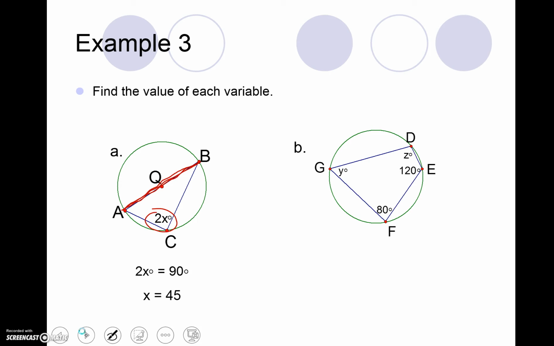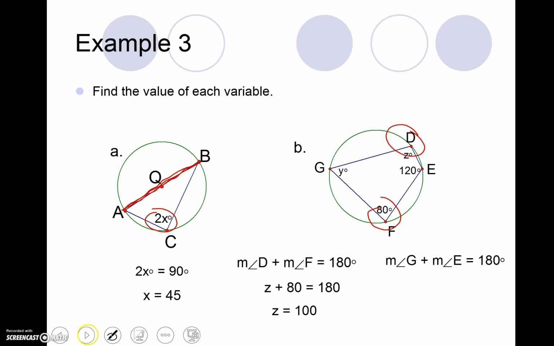Now for the next one, I can solve for y or I can solve for z first. It's not going to make a difference. Let's go ahead and solve for z. I know that opposite angles are supplementary, so angle D and angle F are going to add up to 180. Substituting in our values, angle F is 80 degrees. Subtract that from both sides, so the measure of angle z is 100 degrees. Repeating the exact same process with G and E, we set those two equal to 180 because they're opposite from each other, so they are supplementary. That means y plus 120 is equal to 180, so when I subtract, I get y is equal to 60.